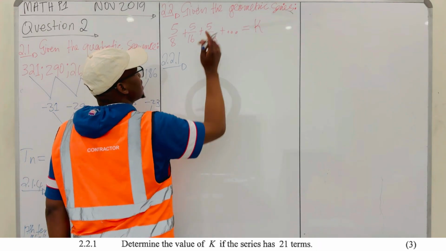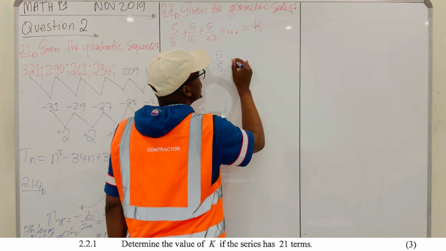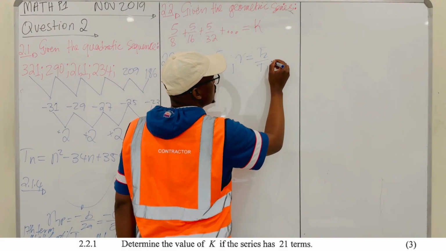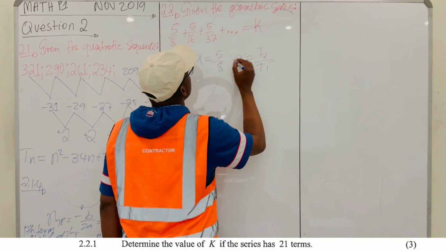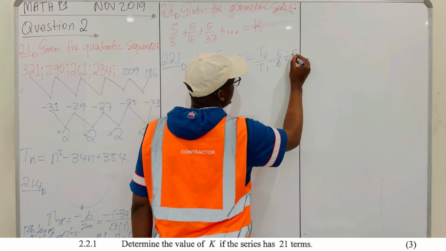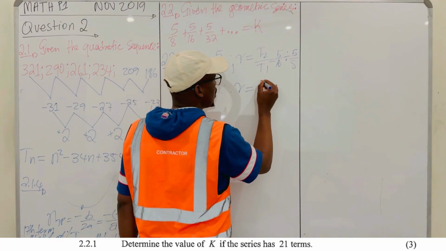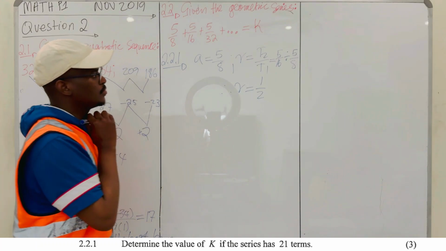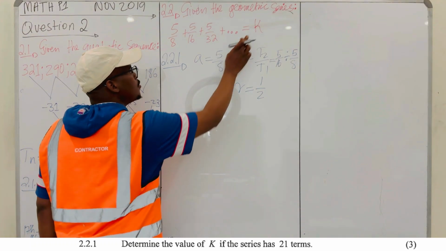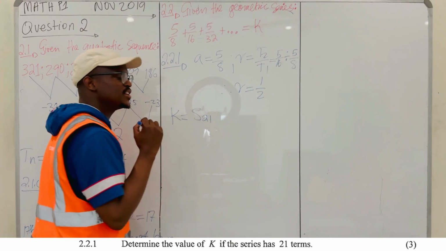First, let's identify the series. Actually, we're told that it's geometric. So its a is equal to 5 over 8, and the r is equal to t2 over t1, which is equal to 5 over 16 divided by 5 over 8. Therefore, your r is equal to 1 over 2. So we want the value of k, and we know k is equal to the sum of 21 terms of this geometric series.